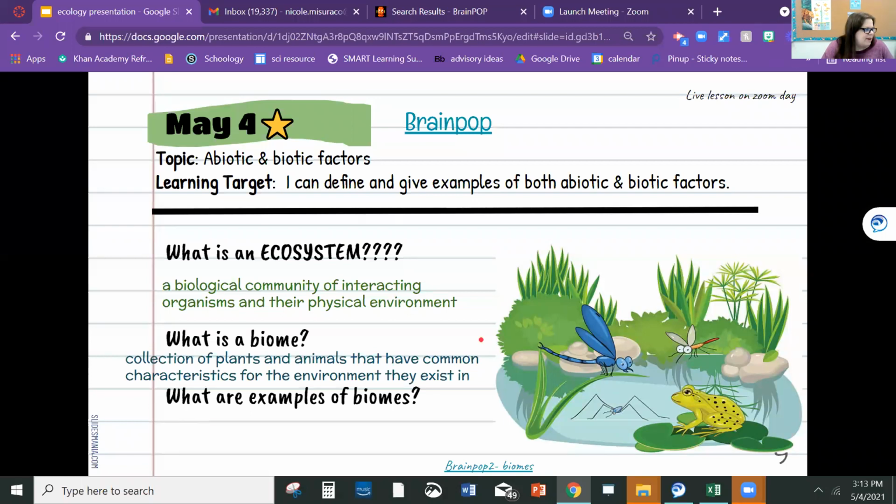And then the final thing you have to jot down are examples of biomes. And that includes things like this aquatic biome that's pictured here, grasslands or savannas, different types of forests, deserts, and tundra. When you're done writing down these three things, if you want to raise your hand, so I know you're ready for Brain Pop number 2.